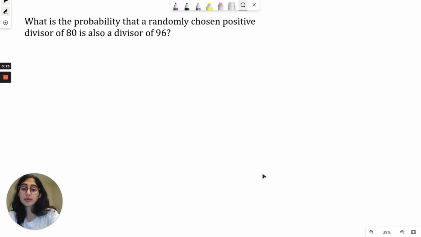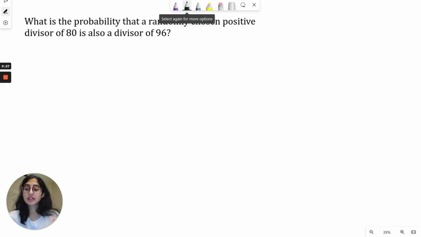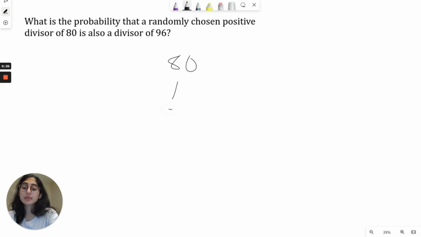So to do this, we're going to break down the factors of 80 and the factors of 96, and then look at what factors of 80 are factors of 96. So the factors of 80, if we were to prime factorize this, well, of course, this is 8 times 10. 8 is 2 to the third, it's 2 times 2 times 2. 10 is 2 times 5. So 80 is equal to 2 to the fourth times 5.